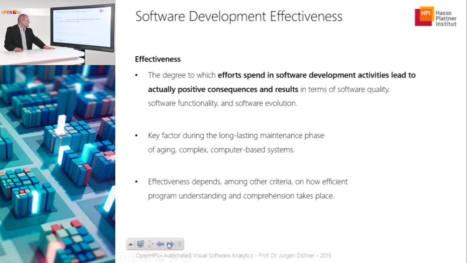It's a key factor during the long-lasting maintenance phase, especially in the case of aging, complex computer-based systems like legacy systems. Effectiveness depends, among other criteria, on how efficient program understanding and comprehension takes place. Program understanding and comprehension is essential for software maintenance. And software maintenance represents a major and dominant phase in the lifetime of a software system. So software effectiveness actually refers to a key problem in software development.